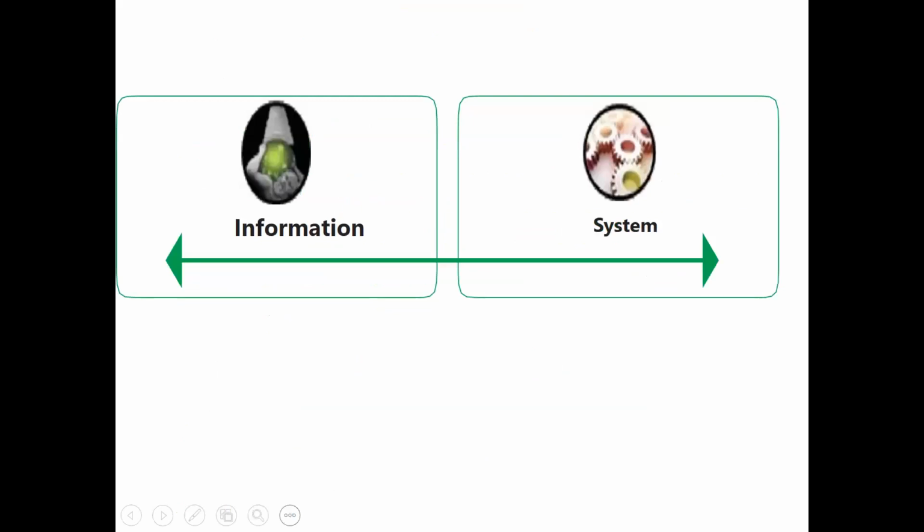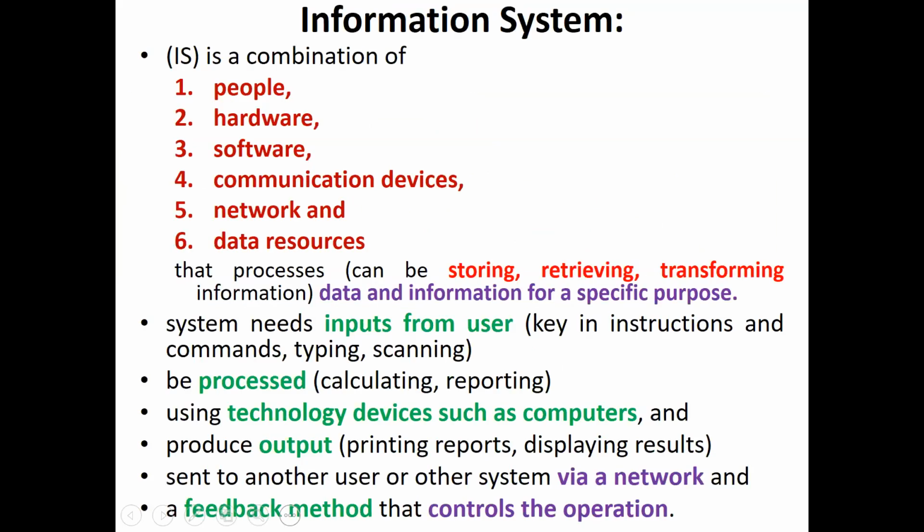Normally we give some data to the system. The system has operating software as well as application software, which will do the processing and give you the output. It consists of people, hardware, software, communication devices, network, and data resources. The people are the persons who are using the computers, developing the software, and the networking people, everyone. Hardware is nothing but input devices, processing devices, output devices, storage devices, as well as transmission devices.